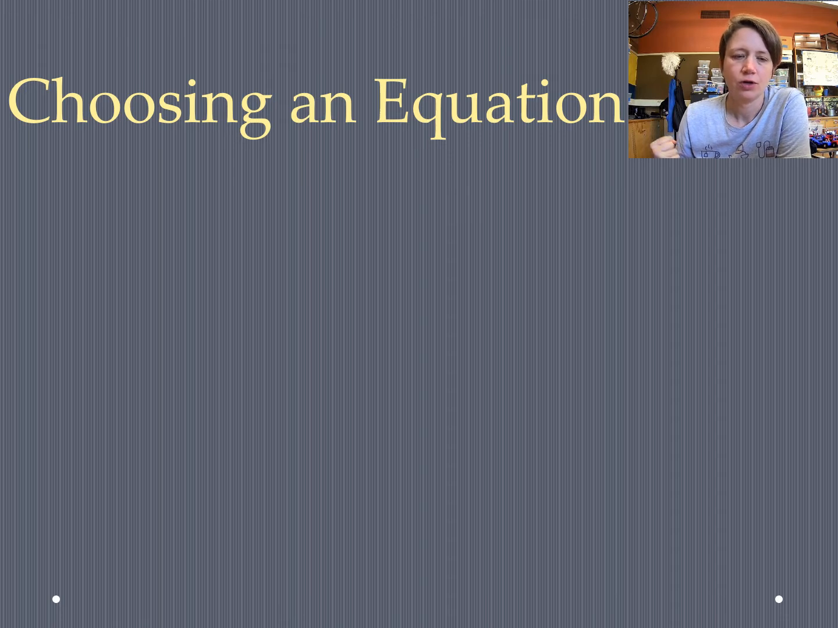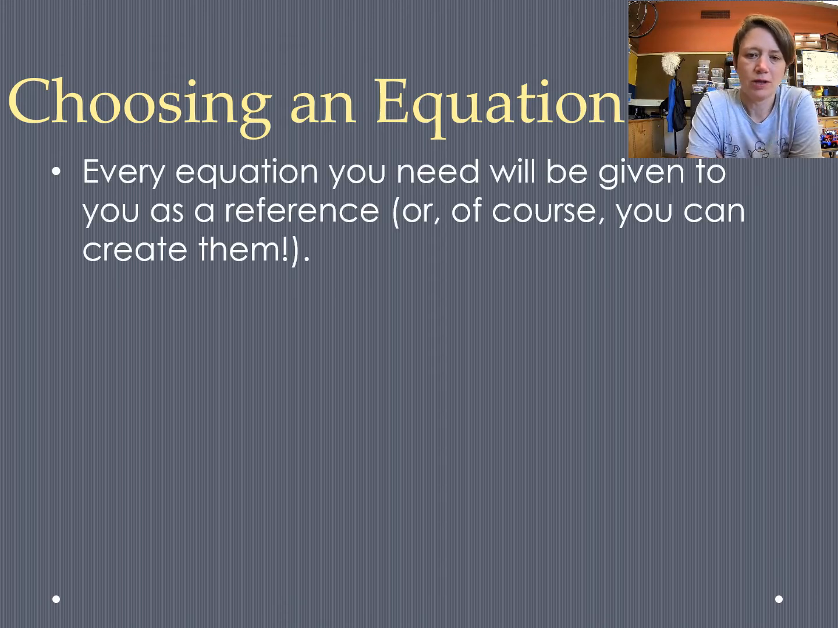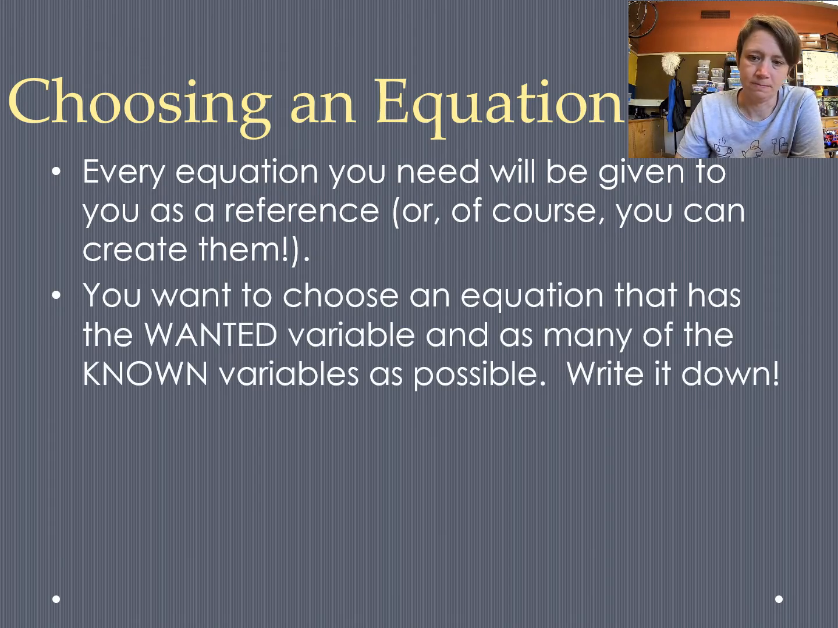After you have your no want values written down, it's time to choose an equation. Ideally, you sort of know which equation you want already. You can think about the ideas that are being covered, what scenario is going on, and pick an equation that's relevant to your problem. You should remember that every equation you'll need in this class is given to you as a reference, or you could always create an equation from scratch like we did in class, but finding the equation shouldn't be the hard part. The hard part is making sure that you pick the right one.